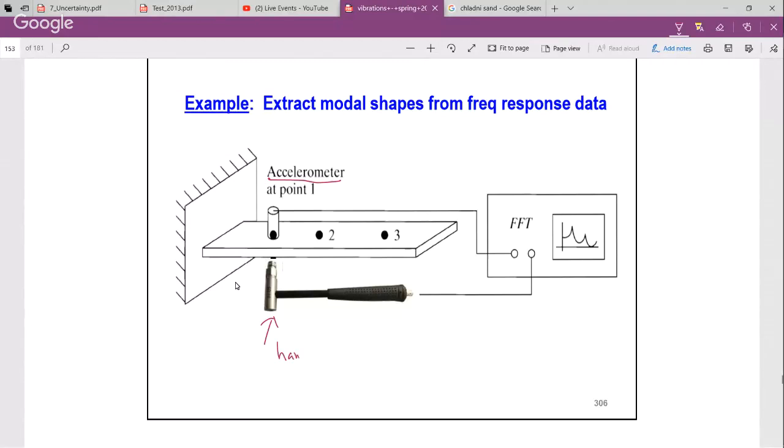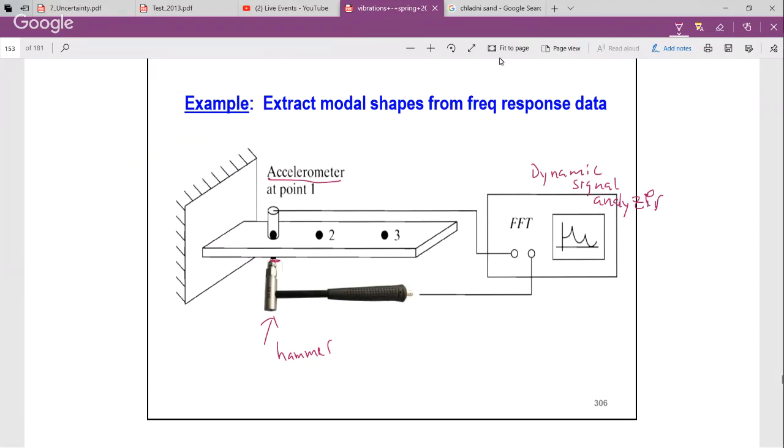And then I've got what it says is an FFT analyzer. These used to be called FFT analyzers. Nowadays they're called dynamic signal analyzers. We're measuring the analog signal from the accelerometer and the analog signal from the impact hammer, so we've got an input and a response. We can take a frequency response measurement between the response at this point and the hammer input at this point.